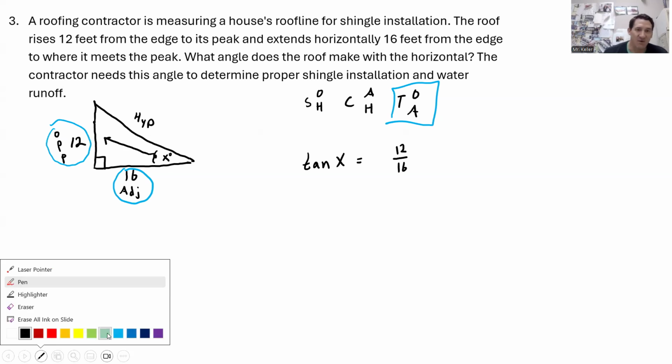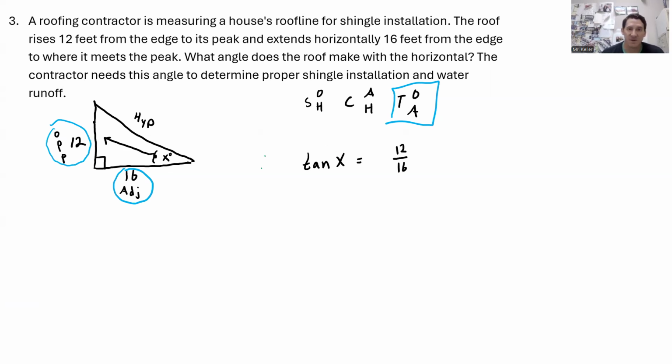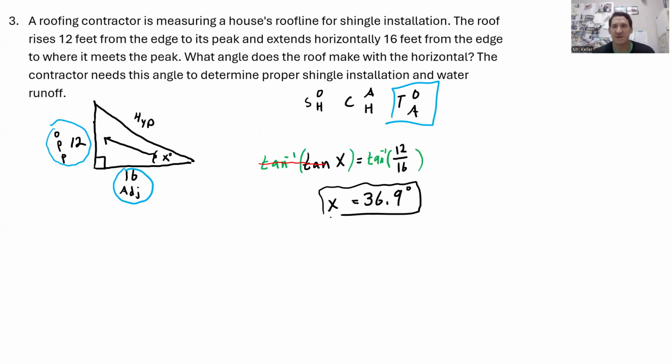So remember, when you're trying to solve for x in a trig function, we use the inverse tangent. So the opposite of tangent is the inverse tangent of both sides. So the tangent and inverse tangent cancel each other out there. So you have x is equal to inverse tangent of 12 divided by 16. That comes out to 36.9 rounded. So 36.9 degrees. So that roof is a rise of 36.9 degrees.